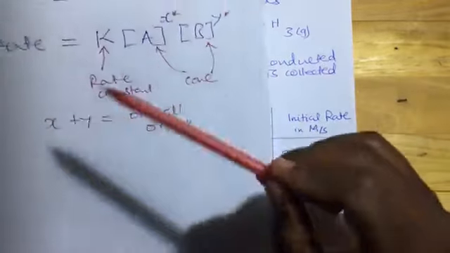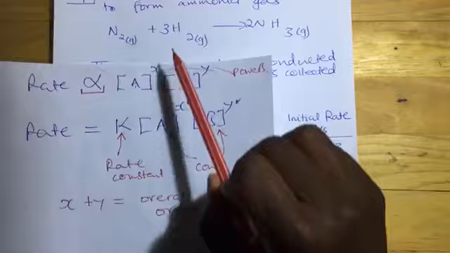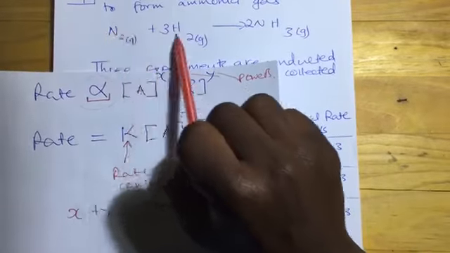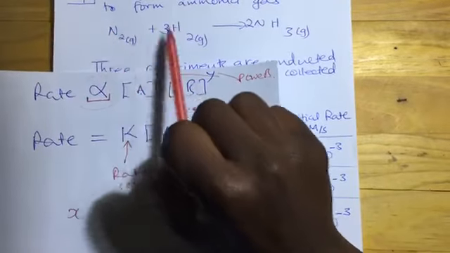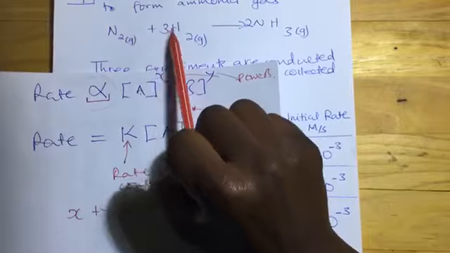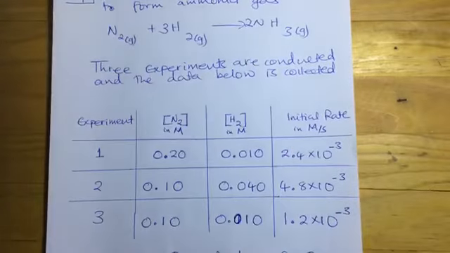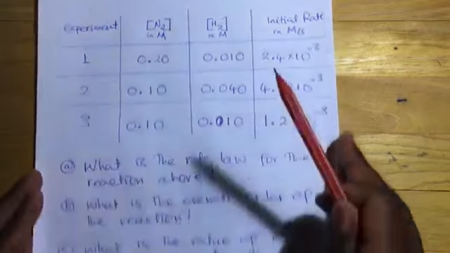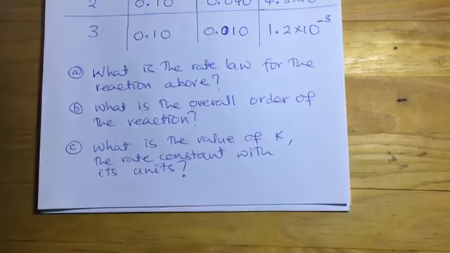Remember, for the rate law, we are not really interested in the balancing numbers. So the rate law is completely going to ignore these balancing numbers. Okay, so part A, what is the rate law for the reaction above?